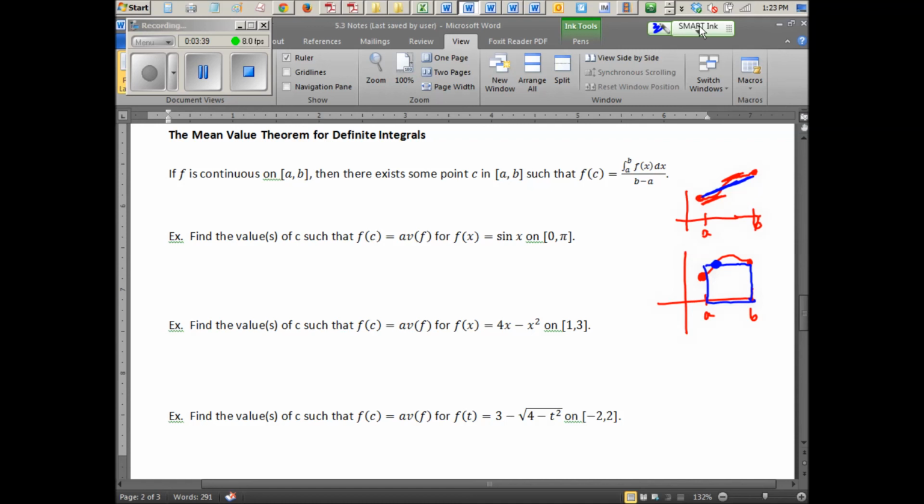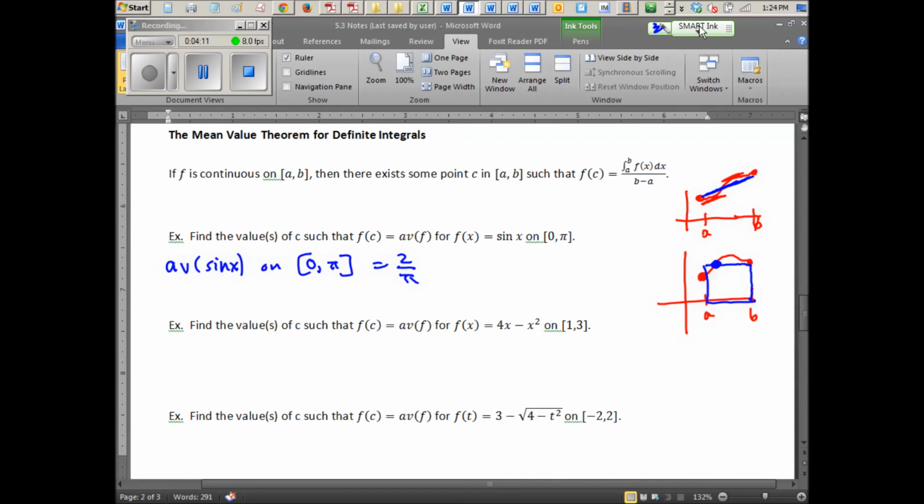So let's try it. Now, we already did the average value of f for sine x yesterday between 0 and pi. Do you remember yesterday we did it and we got that the average value of sine of x on 0 to pi, your answer should be right there at the top of your page. Wasn't it just 2 over pi? Look on your paper there. Didn't we do that example yesterday? Okay. So now I'm interested in setting this equal to f of c.